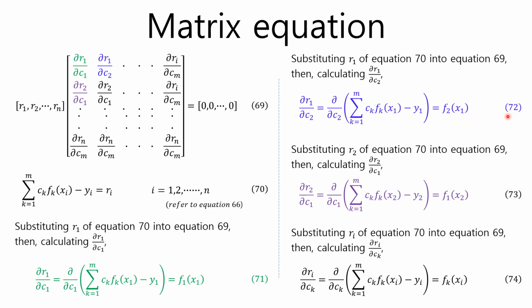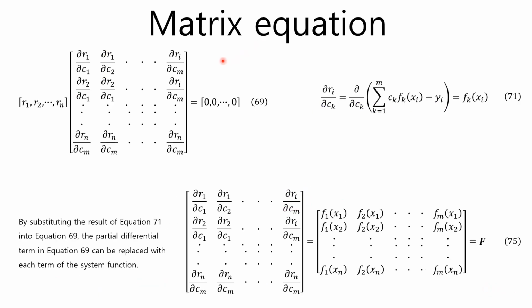Additionally, if you calculate the partial derivative by substituting the residual function R2 shown in equation 70 into the purple matrix entry in equation 69, all terms that do not contain C1 in residual R2 are 0, so you can obtain equation 73. As a result, if you calculate the partial derivative for the coefficient ck by substituting the general term Ri of the residual function expressed in equation 70 into the corresponding entry of equation 69, all terms that do not contain ck in residual Ri are 0, so equation 74 can be obtained.